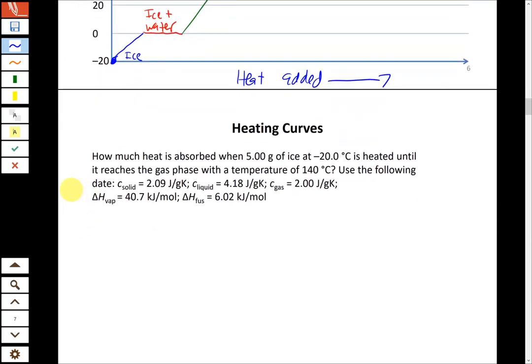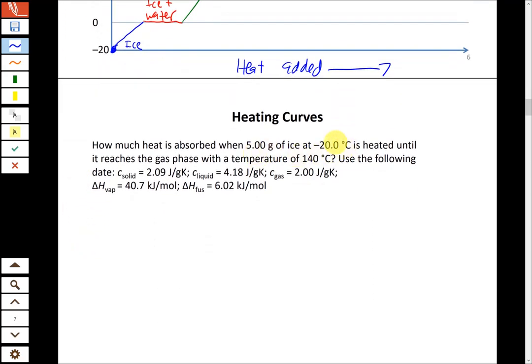We're starting with ice, 5 grams of ice at minus 20 degrees Celsius, and we're going to heat that until it reaches the gas phase with a temperature of 140 degrees Celsius. So again, in order for that to happen, if we're starting at solid ice, we have to raise the temperature to 0 degrees Celsius, melt the ice, raise the temperature to 100 degrees Celsius, boil the water, and continue raising the temperature until we get to our stopping point of 140.